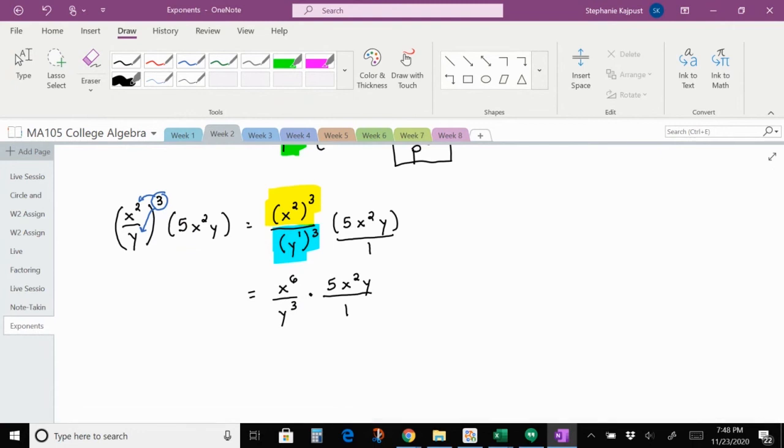So when we're multiplying fractions, we just multiply the tops together and we multiply the bottoms together. So I'm going to do that. On the top, we always put our regular number part in the front, so that's a 5. And then we'd have our x to the 6th and the x squared. And then we have our y. And in the denominator, we just have y to the 3rd, because multiplying by 1 doesn't really do anything.